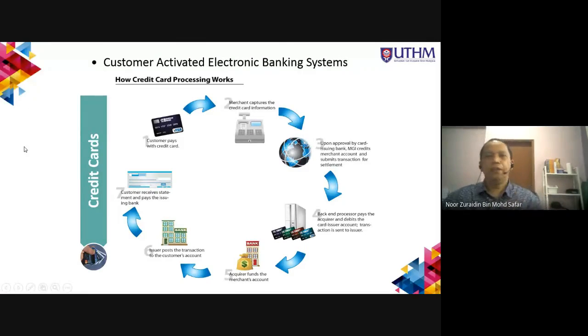Okay, maybe you already found something during your research in your assignment, the transaction of credit card processing, how it works. There is a lot of things involved, and some countries use a different transaction process or procedure. What you need to do is please follow this guideline. We have 7 steps, beginning with the customer pays with the credit card from step 1, until step 7.